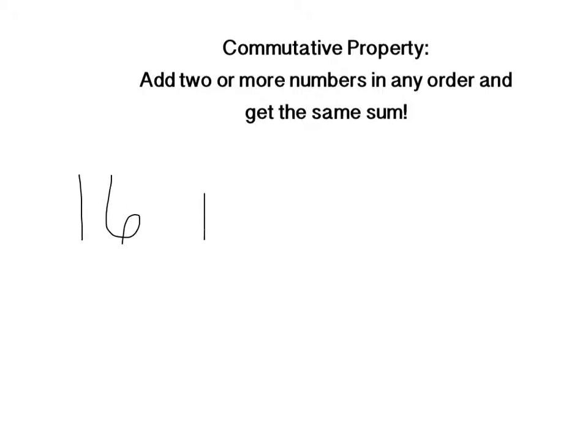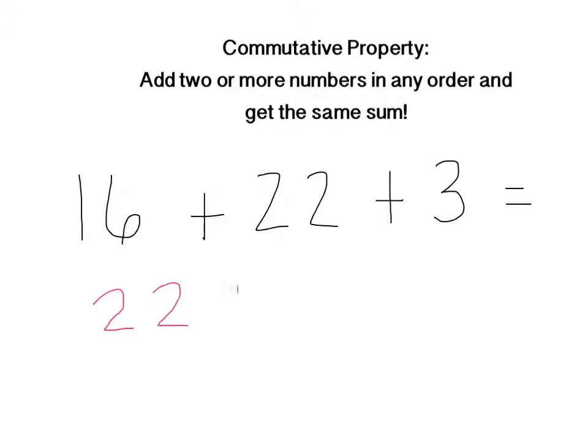Okay, so that means that we can take 16 plus 22 plus 3, right? And we can switch it up. We can change the order in any way we want. So we can decide that 16 plus 22 plus 3 doesn't really work for us. So we can change it. We can say 22 plus 16 plus 3 is easier for us to do. So these two mean the exact same thing. We can come up with the exact same sum, which is the answer to an addition problem, right?